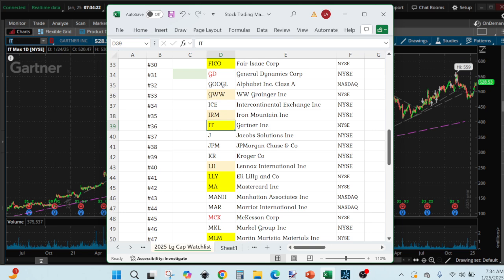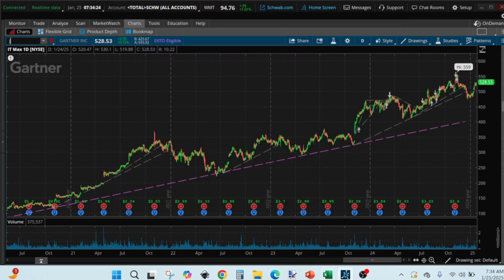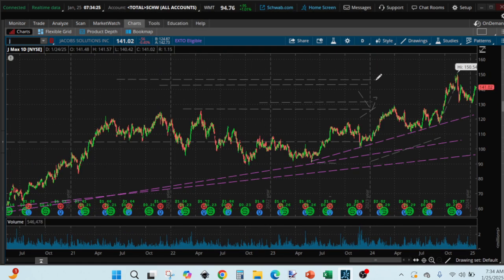J is the next one. So J, we like to buy at either one of those trend lines, but right now it's going up, so we are just going to wait on it. Then there are so many lines here that we will need to clean out of there.